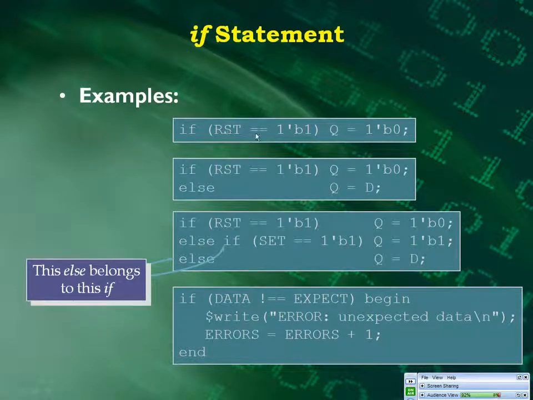So here are some examples. If reset is equal to 1 tick B1, then Q gets defined as 1 tick B0. So that's a simple if with a simple statement. Here we have a simple if and a simple else statement. Now in this case, you have to remember what we said in the last slide. This else belongs with this if. Okay?